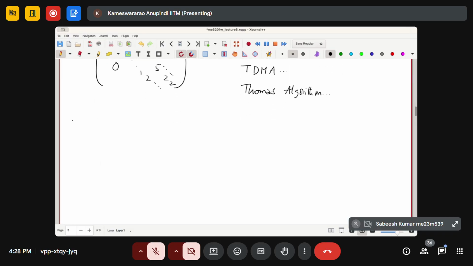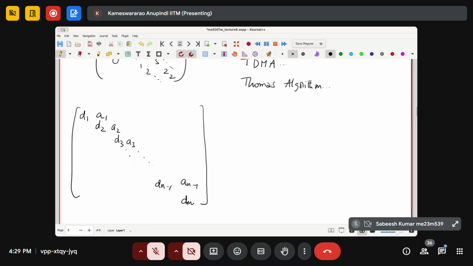Now, let me consider a typical tridiagonal matrix. Instead of using numbers, I'm going to again use variables, just like the way we have done. To denote all the values in the diagonal, I'm going to use D1, D2, D3, all the way to Dn minus 1, and then Dn. That is what my matrix is going to be. And then for all the elements above the diagonal, I'm going to use A1, A2, A3, all the way to An minus 1.